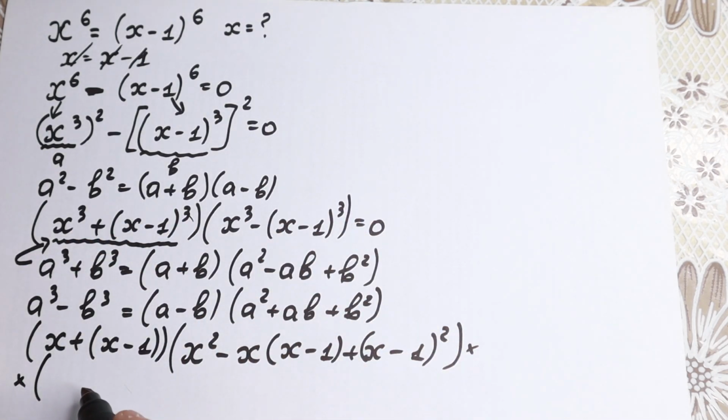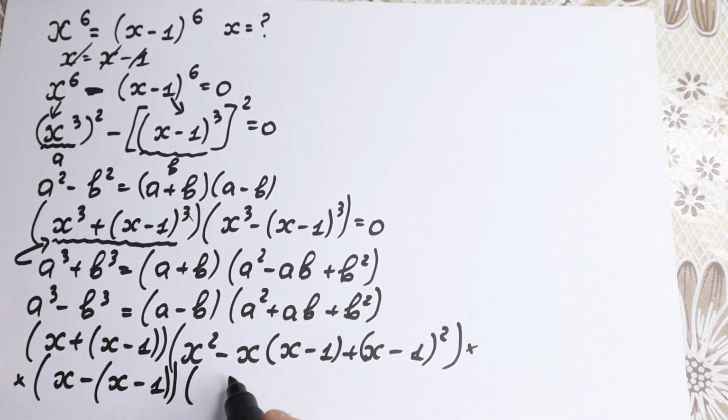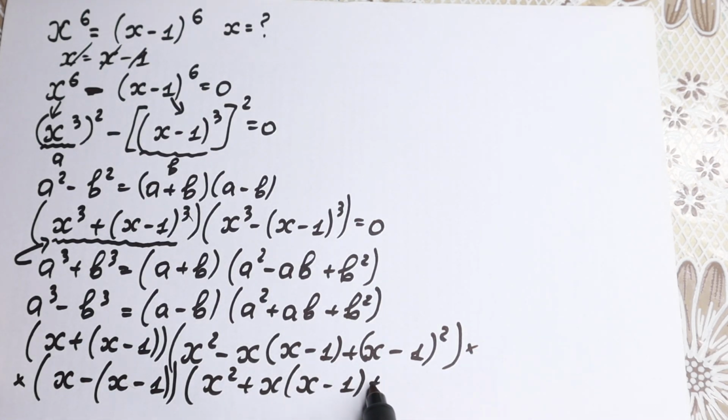As a result, we will have the next one. So we'll have the same x minus 1, but with the minus sign. And in the second parenthesis, we will have x squared with the plus sign, so the same but with the plus sign, plus x times x minus 1, and as a result, plus x minus 1 squared. So this is our parentheses.